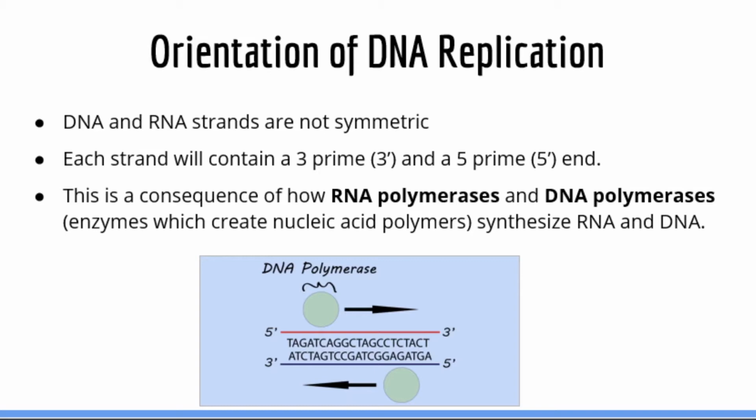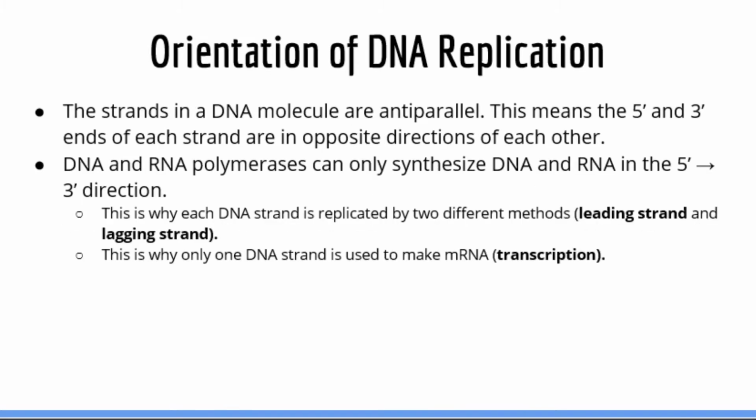Therefore, if we wanted to replicate the DNA strand in this illustration using DNA polymerase, each strand would be made in opposing directions. This may be hard to conceptualize at first, but don't worry, we will go over this various times throughout this lecture. The reason this is important is because it explains why DNA replication occurs the way it does. What I mean by this is, each strand in a DNA molecule is replicated in a slightly different manner.